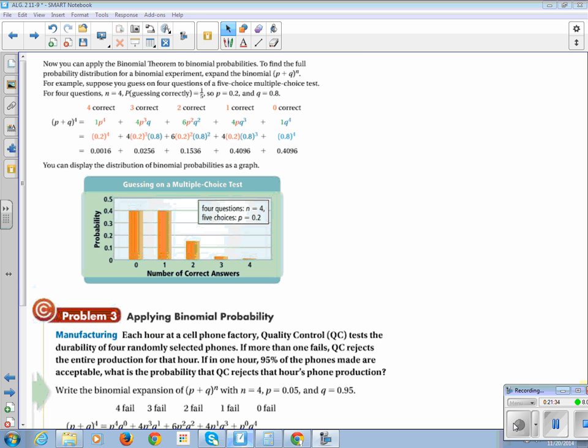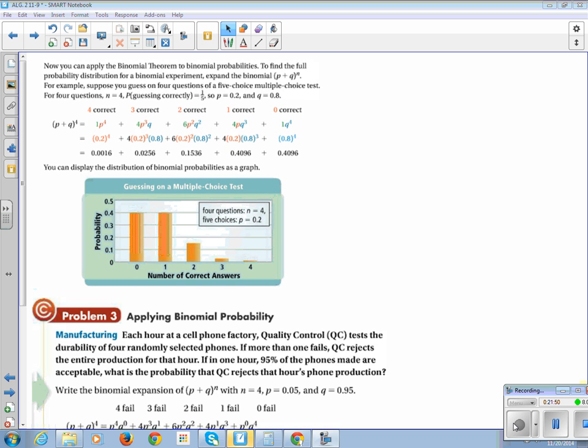All right, so now we're going to put the two together, binomial theorem and binomial probabilities. To find the full probability distribution for a binomial experiment, we're going to expand the binomial p plus q to the n.